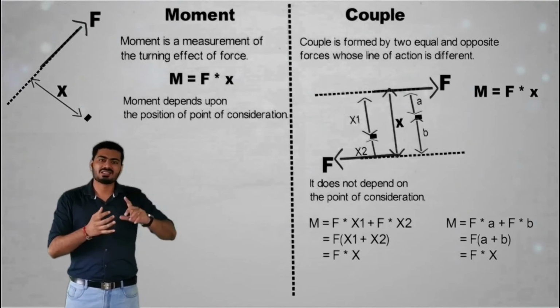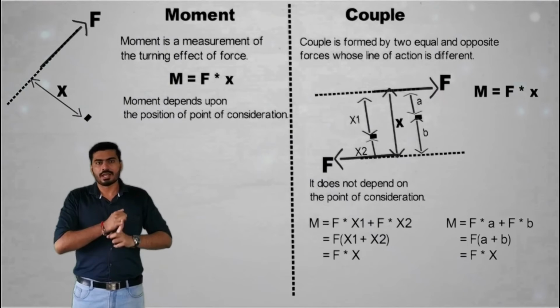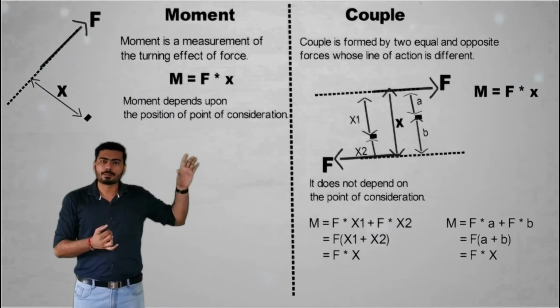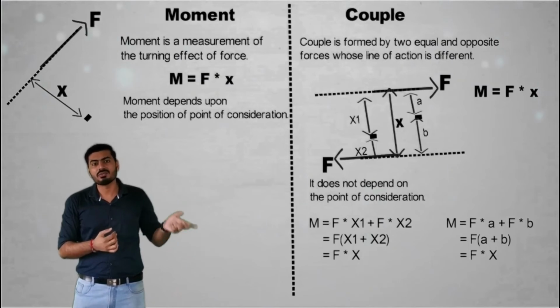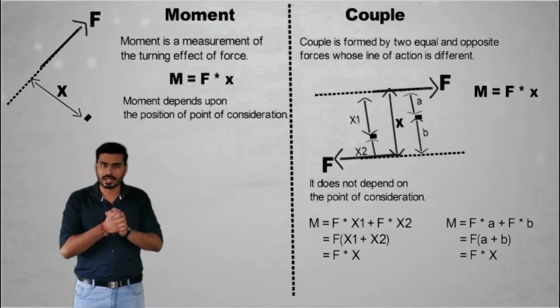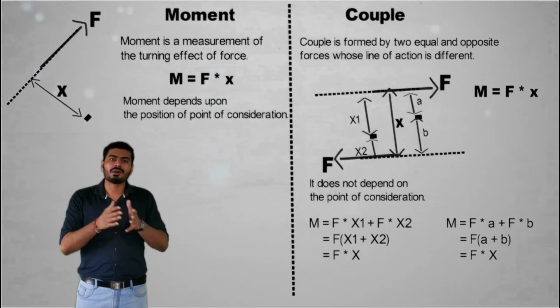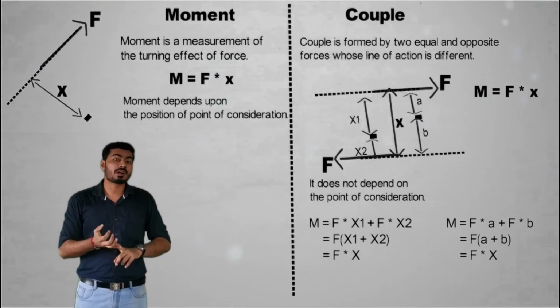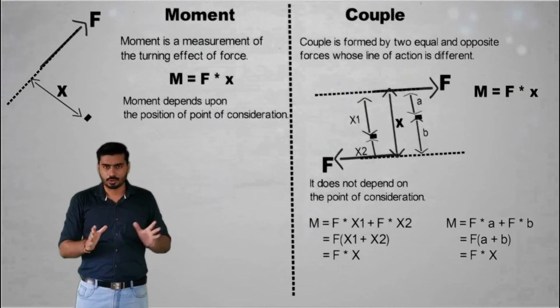The moment is dependent on the point of consideration, because whenever the point of consideration changes, the value of the perpendicular distance changes, and that will change the moment answer. And the couple is not dependent on the point of consideration. That's why the moment of the couple is constant. So this was the basic difference between the moment and the couple.